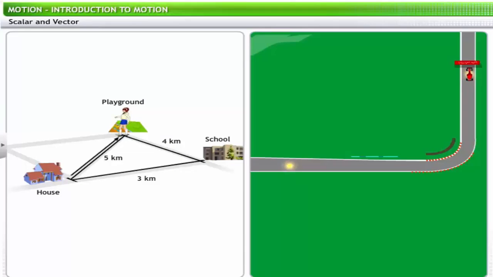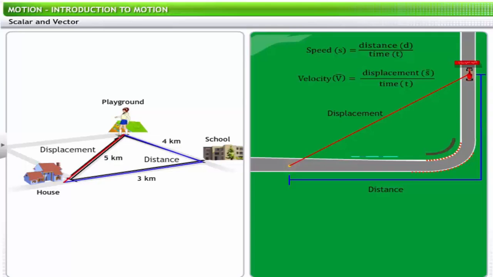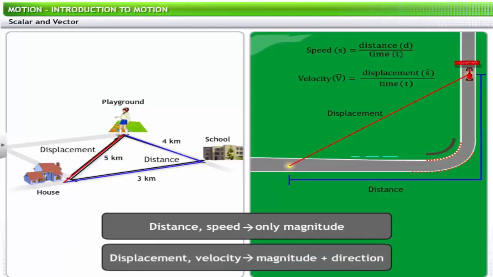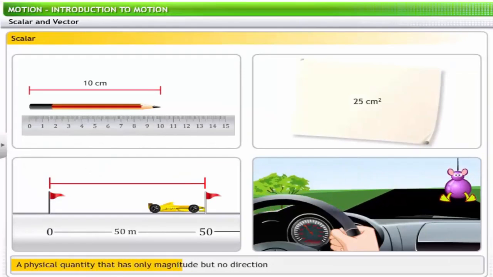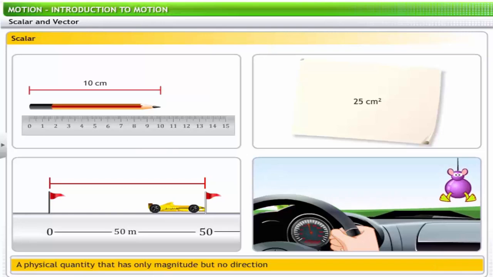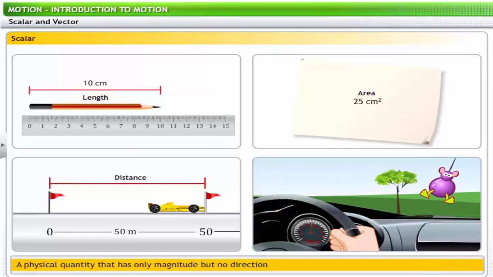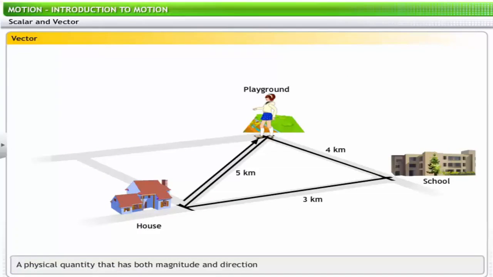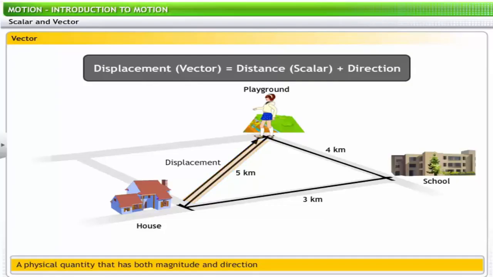So far, we have reviewed some related measures of motion, that is, distance and displacement, and speed and velocity. Among these measures, distance and speed have only magnitude, whereas displacement and velocity have magnitude as well as direction. A physical quantity that has only magnitude but no direction is scalar. Length, area, distance and speed are all scalar quantities. On the other hand, a physical quantity that has both magnitude and direction is vector. A vector such as displacement is simply a scalar with direction.